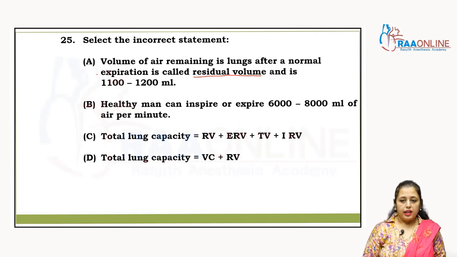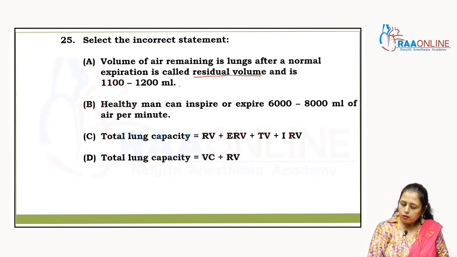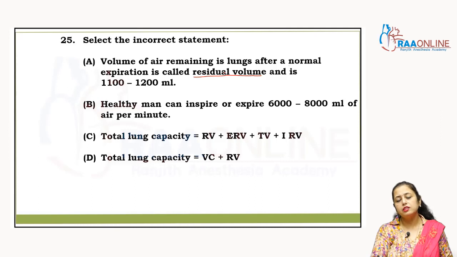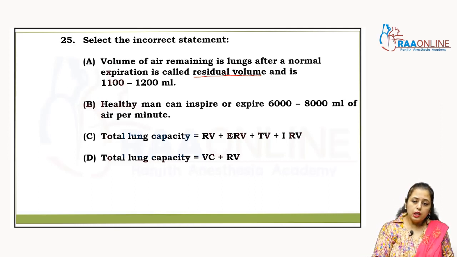In NCERT, the definition of residual volume is as it is, except one thing. I'll change that one thing: here it must be forcible expiration, but I change it and convert it into normal expiration. So it's a wrong statement. The residual volume is the volume of air remaining in the lungs after forcible expiration, and that statement is right. So that statement is wrong.